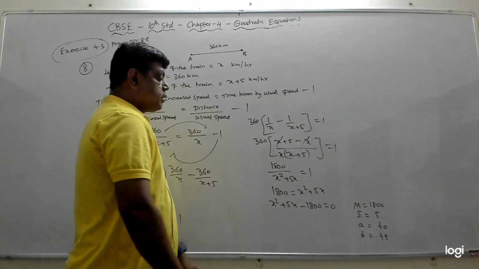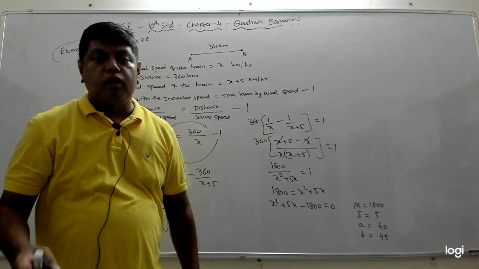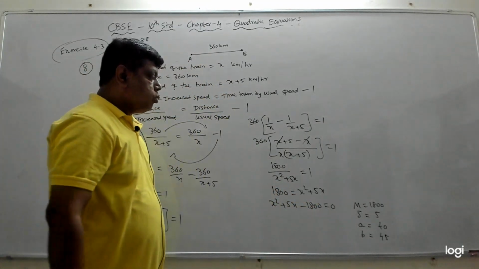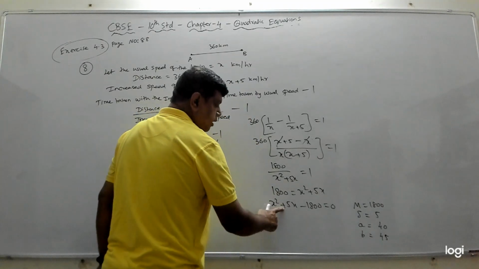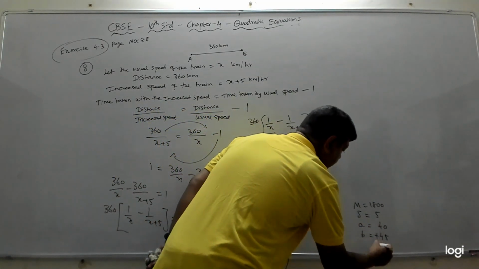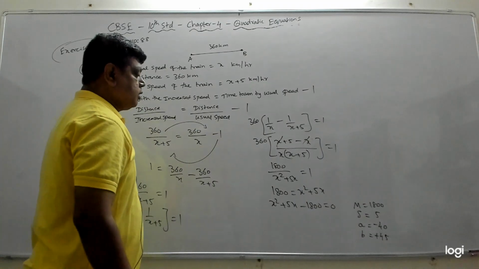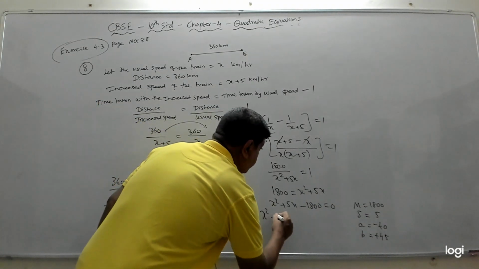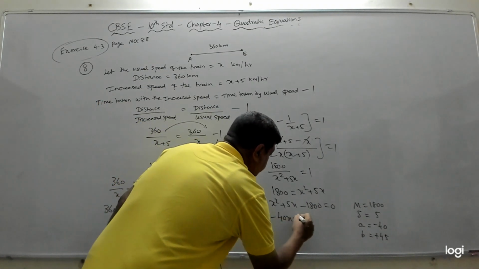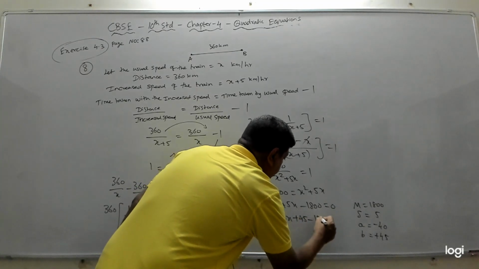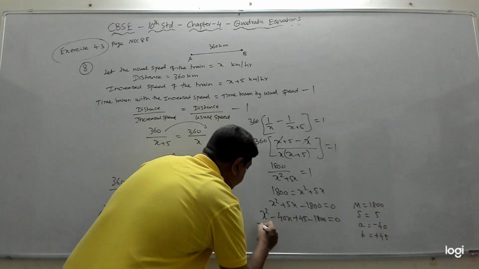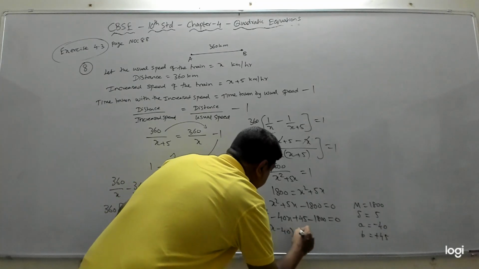Now it's a subtraction case. In a subtraction case, one number is positive and one number is negative. To know which is positive, which is negative, we have to see this sign, plus. So the greater number will take plus, the smaller number will be minus. So this will become x square minus 40x plus 45x minus 1800 equal to 0. Now I'll take x common: x minus 40.